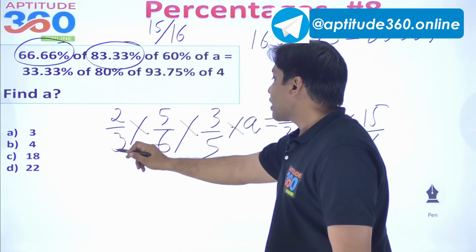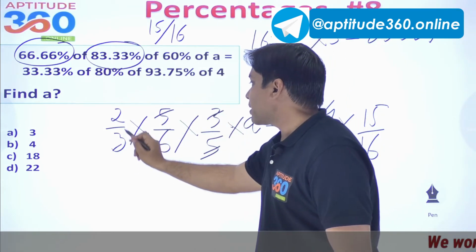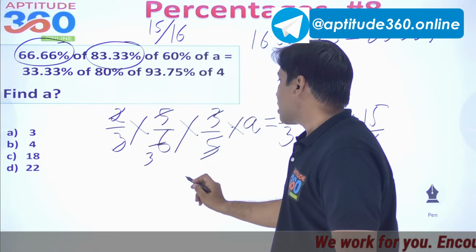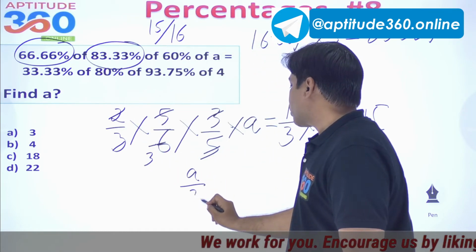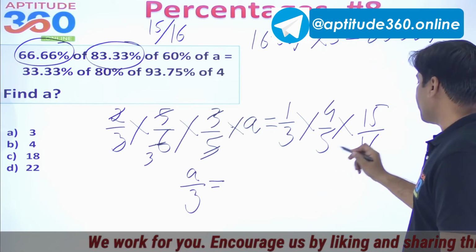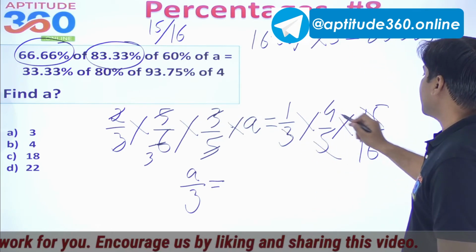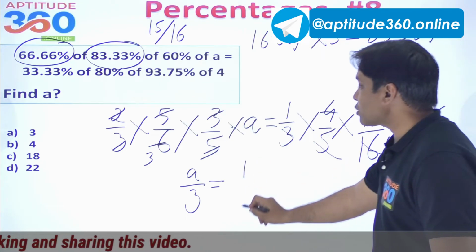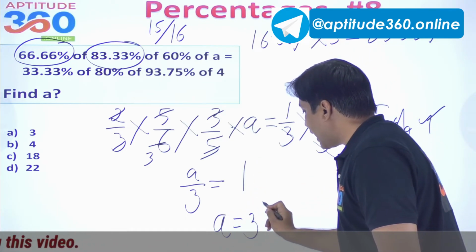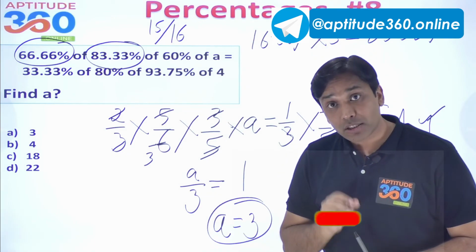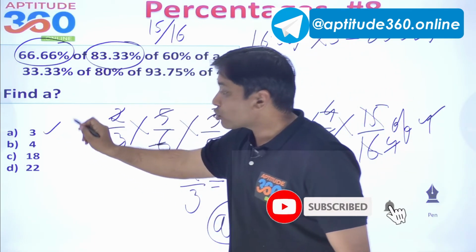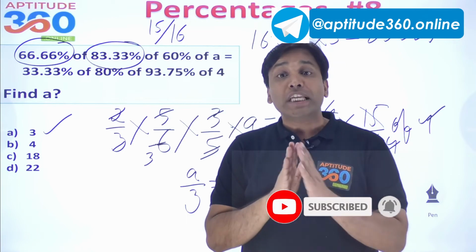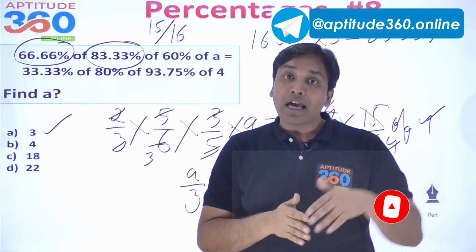Now do it. So this 5 and 5 is gone, 3 and 3 is gone. This is a over 3. Now over here, this is 3, 5, and this is 15, and this is 4, and this is of a. So probably everything is gone. The value of a will come out as 3. So that's the answer.